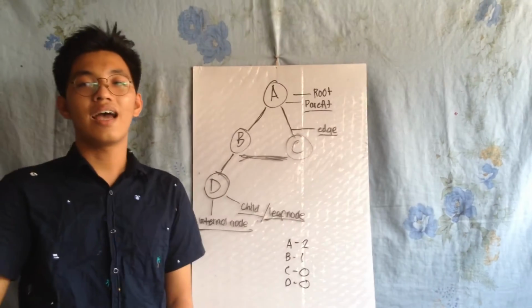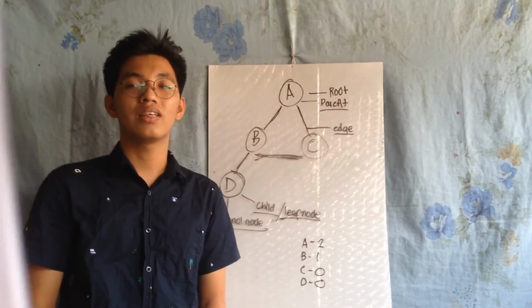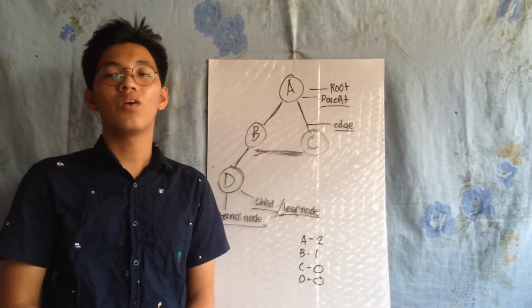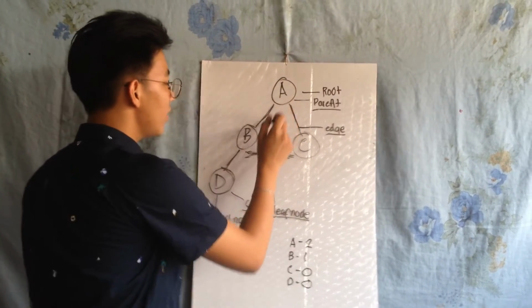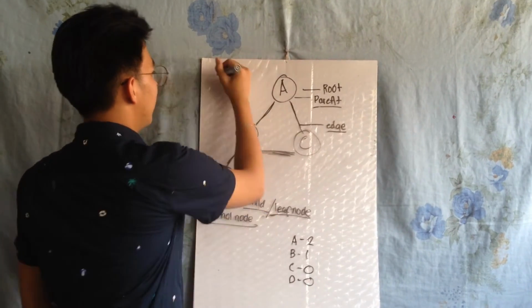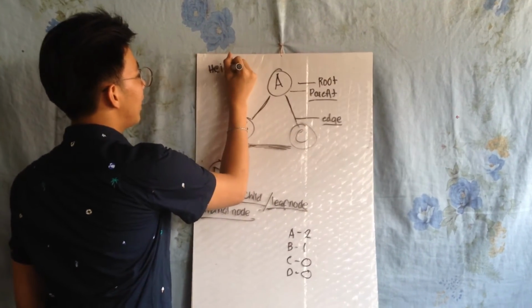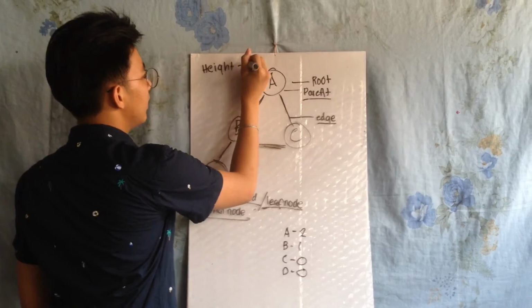So, next one is the height. The longest path length from the root to leaf. Kung ano yung level, ganun din yung height. So, ang height nito is 1, 2, and 3. Yung height ng binary tree natin is equal to 3.